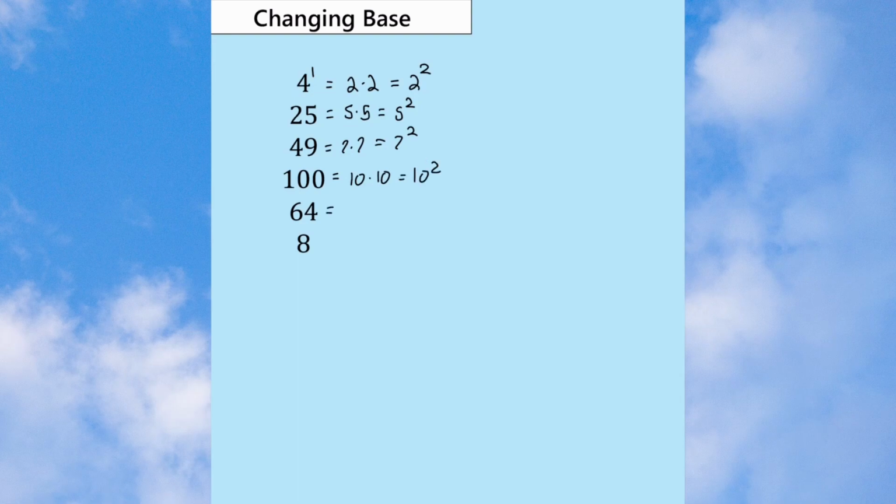And what about 64? Well, 64 is 2 times 32, which is 2 times 2 times 16, which is, I think, 2 times 2 times 2 times 2 times 2 times 2. This is 6 twos, so that is 2 to the 6. Just to verify that, we have 4, 4, 4. This is 16 times 4, and that is 64. 8 would thus be 2 times 2 times 2, which is 2 to the 3, since we're multiplying 2 by itself 3 times. These are all just different ways of writing the same number.